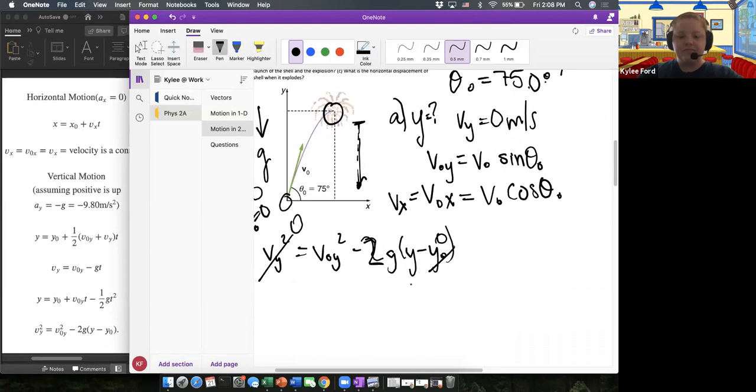I want to solve for y. So I'm going to add this piece to the other side. Doing some algebra, 2gy equals v naught y squared.